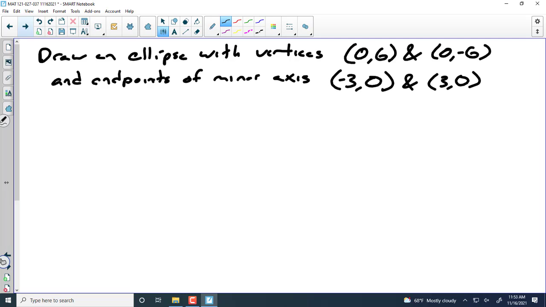Draw an ellipse with vertices at 0, 6, 0, negative 6, and endpoints of the minor axis at negative 3, 0, 3, 0.